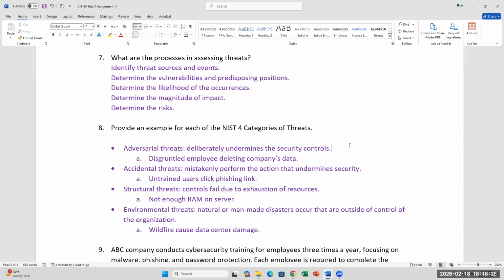Accidental threat. This happens sometimes, right? Mistakenly performing an action that undermines security. Like turning off anti-malware software on the system to run a game on their computer, right? As an employee, that happens. So in IT, we're going to be like, they can't be doing that, right? So we need to make sure that we look at their access level and also train the user. Sometimes the user can click the phishing link. That happens a lot.